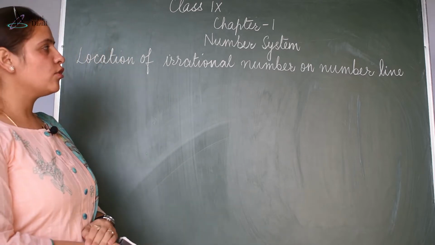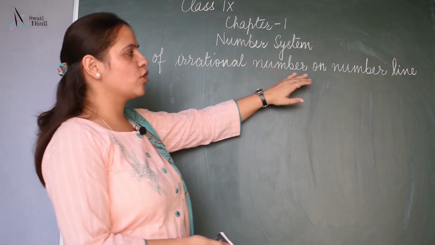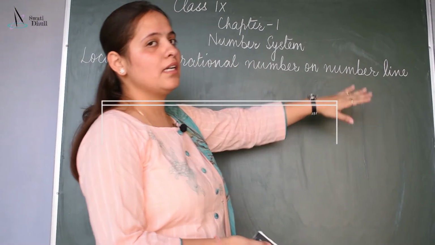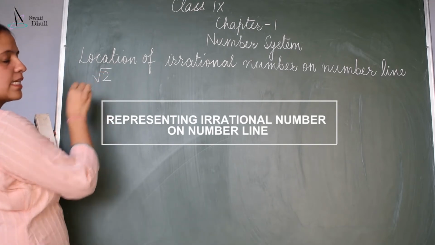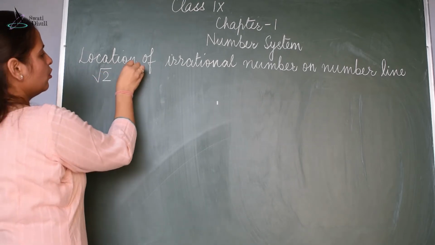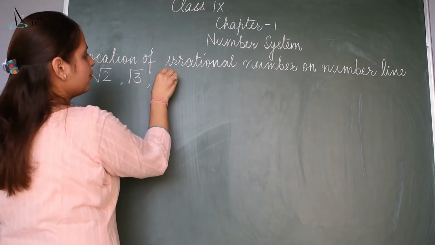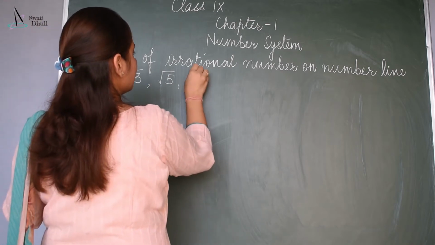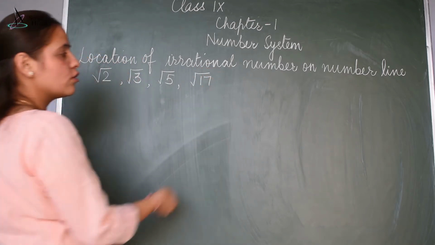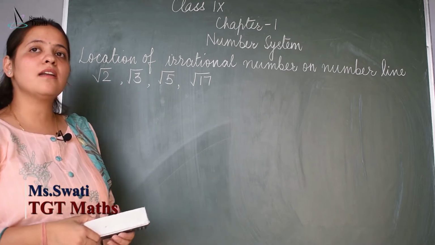Today I am going to discuss with you all how to locate an irrational number on a number line. We know that root 2 is an irrational number, root 3 is also an irrational number. If I say root 5, it is also an irrational number. If I say root 17, it is also an irrational number. Now how can we locate them on a number line?